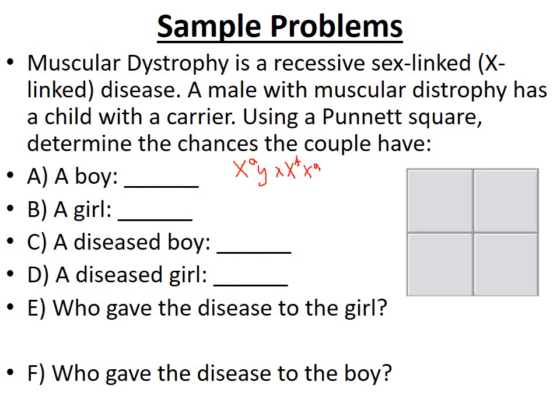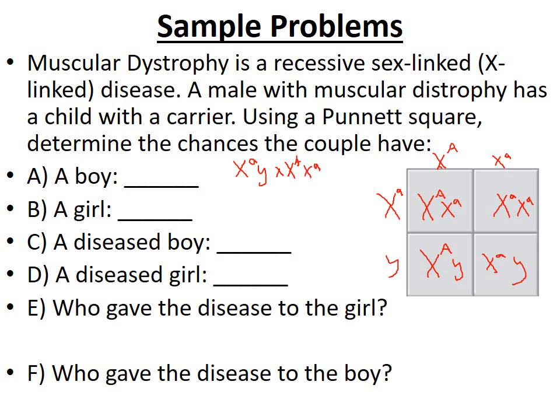And so let's do our Punnett square. We'll put the gametes for the female over here, so X big A, X little a. And then we'll put our male over here, X little a, Y. And then we'll carry out the fertilization event. So we have X big A, X little a; X little a, X little a; X big A, Y; and then X little a, Y.